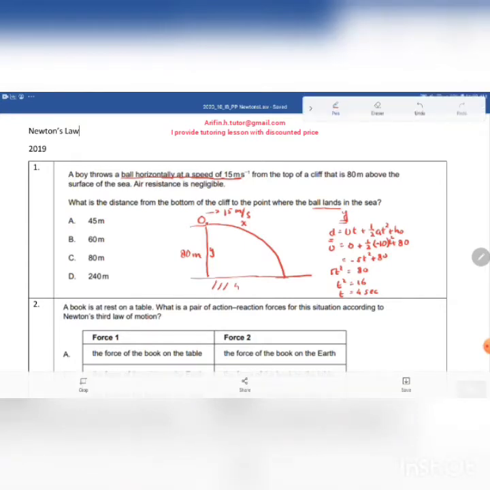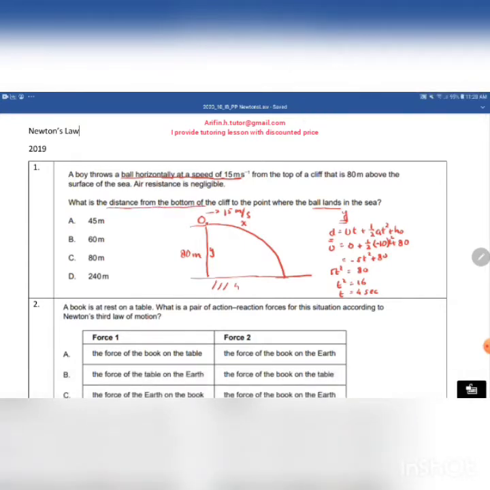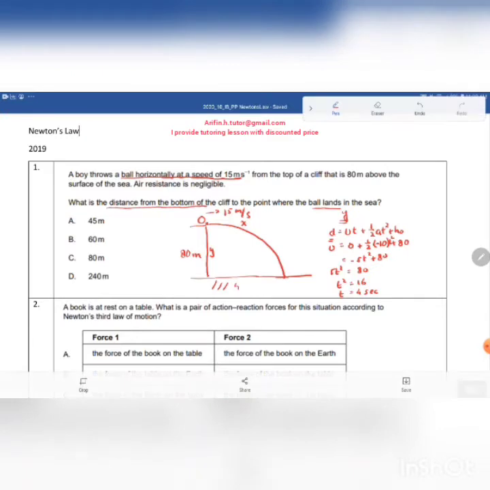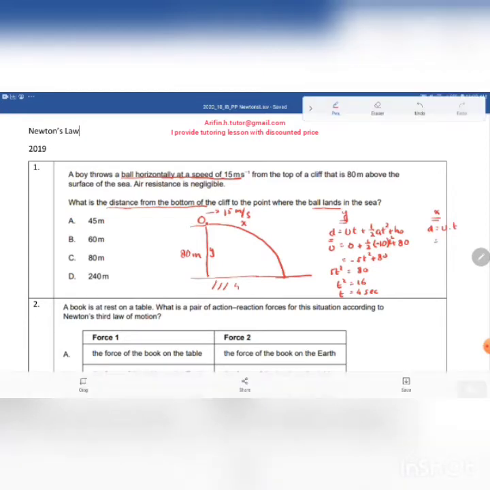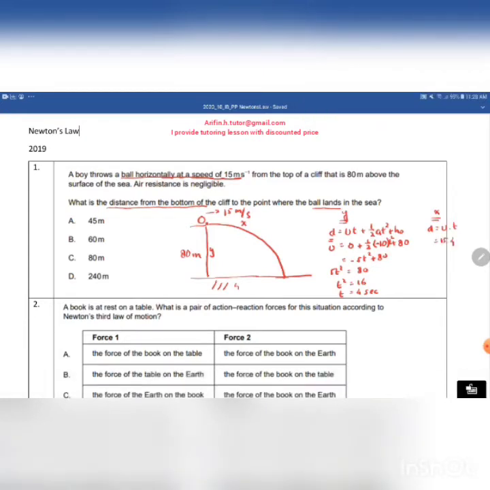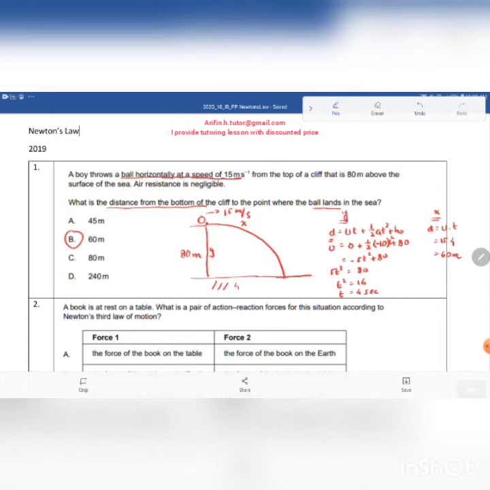Now the question is asking about the distance from the bottom of the cliff to the point where the ball lands in the sea. So it means asking about the horizontal distance. So how to find x? You only put it into the formula d equal to u multiplied with t. So the answer becomes 15 times 4. The answer becomes 60 meters. So the answer is B.